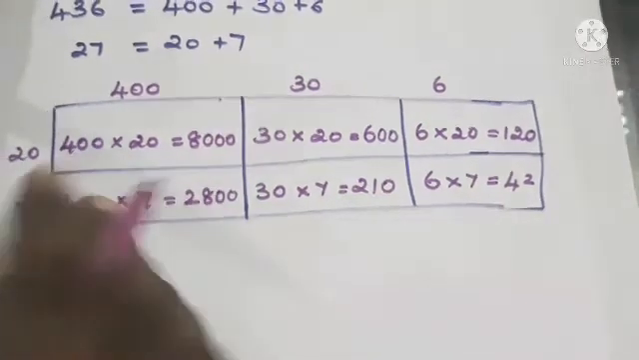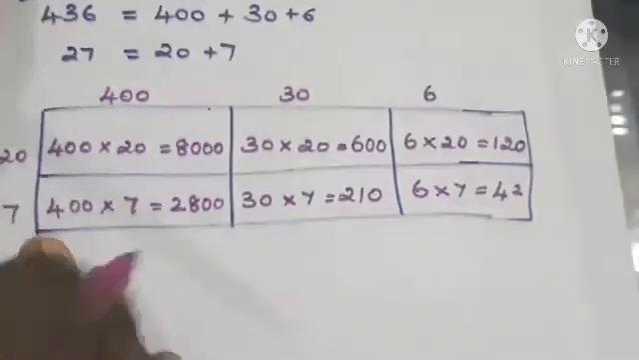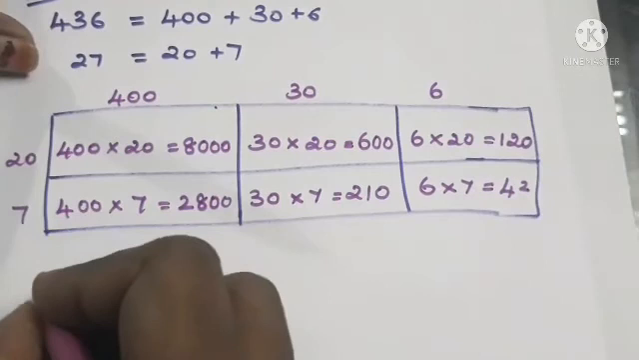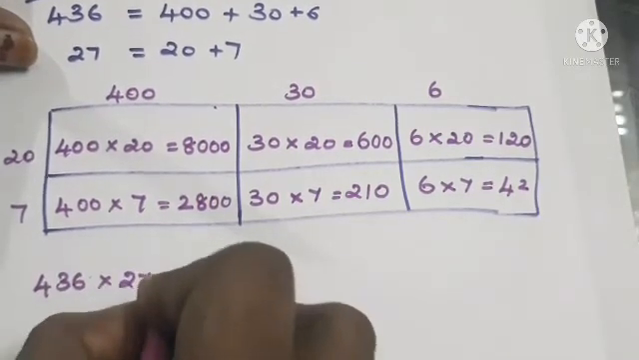So our question is what? We have to multiply 436 by 27. So with numbers we can write it like that. 436 into 27. So what are the numbers?